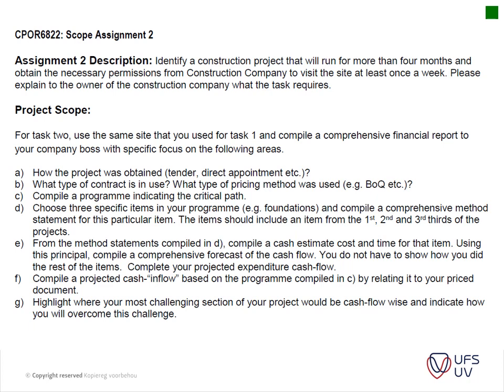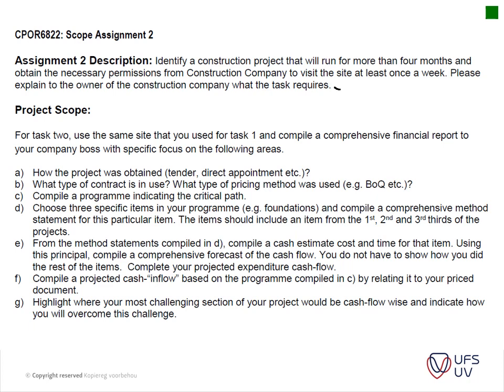So in assignment 2, identify a construction project that will run for more than 4 months and obtain the necessary permissions from the construction company to visit the site at least once a week. Please explain to the owner of the construction company what the task requires. You can use your previous project, or a site that you are currently on or have been assigned to recently. But it's always easier just to use the old project because you've got some information available already. So it's up to you which site you're going to use.